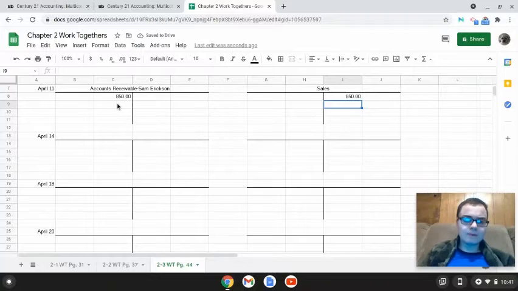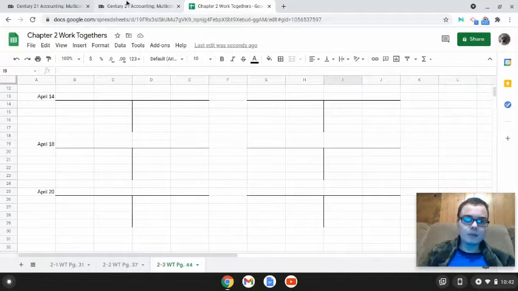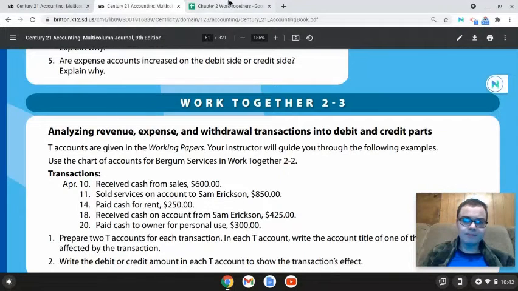Now, again, if you remember from when I read over the 2-3 text, both of these accounts are being increased. So since accounts receivable, Sam Erickson, is an asset, it has a normal debit balance. So it increases by a debit and decreases by a credit. Whereas on the flip side for sales, sales is a revenue account that affects owner's equity, so it has a normal credit balance. So it increases by a credit and decreases by a debit. So that was the second transaction.